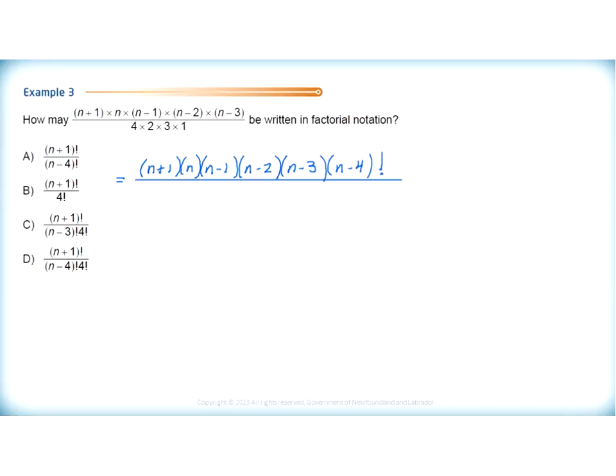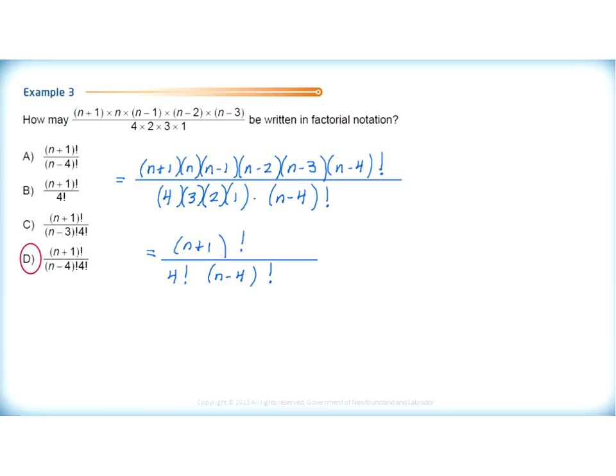So if we multiply the denominator by n minus 4 factorial, I'm just going to rearrange the terms here: 4 times 2 times 3 times 1 is the same as 4 times 3 times 2 times 1. But we will multiply that by n minus 4 factorial again. So you can see now that the numerator can be written as n plus 1 factorial. So we have n plus 1 factorial divided by 4 times 3 times 2 times 1 is equal to 4 factorial multiplied by n minus 4 factorial. And this answer corresponds with D as the multiple choice item.